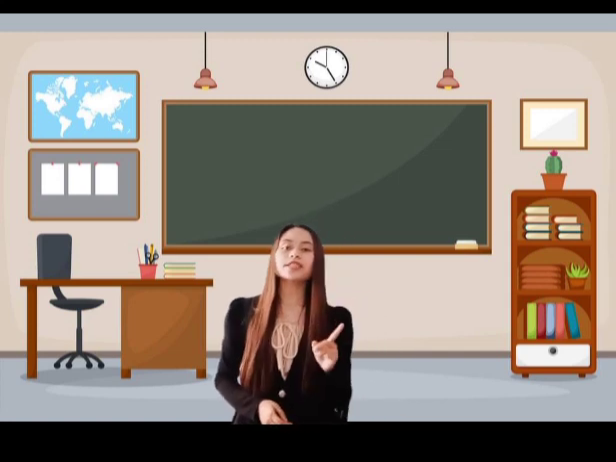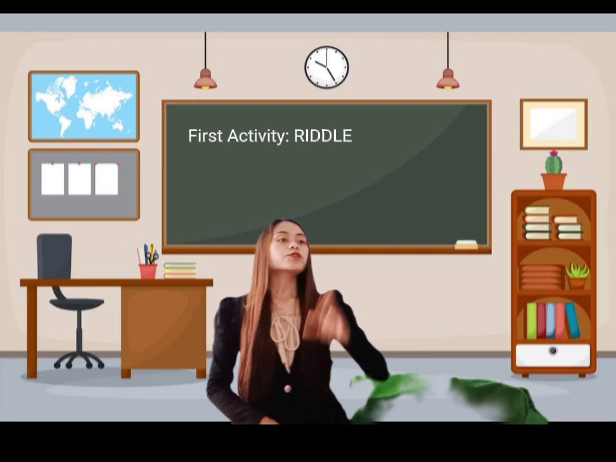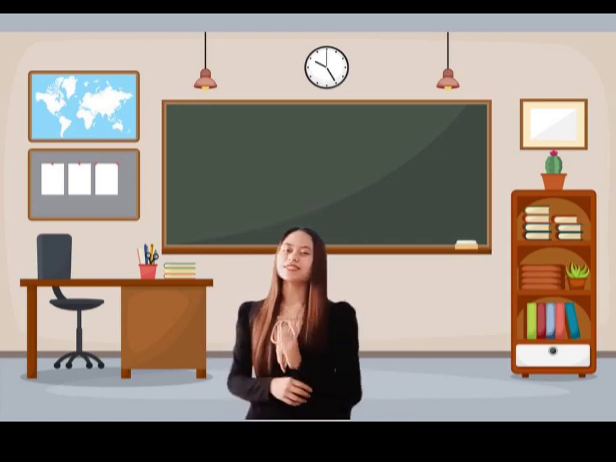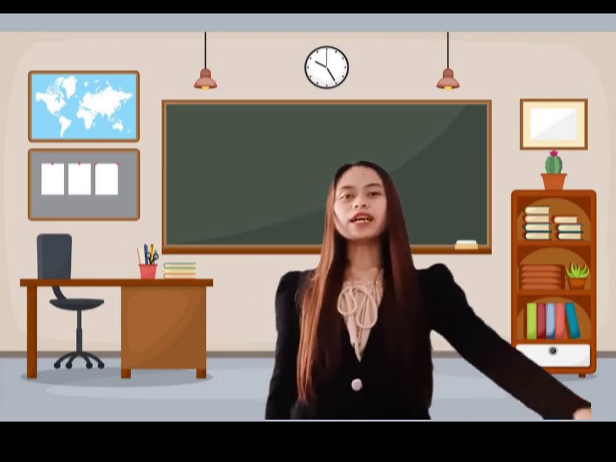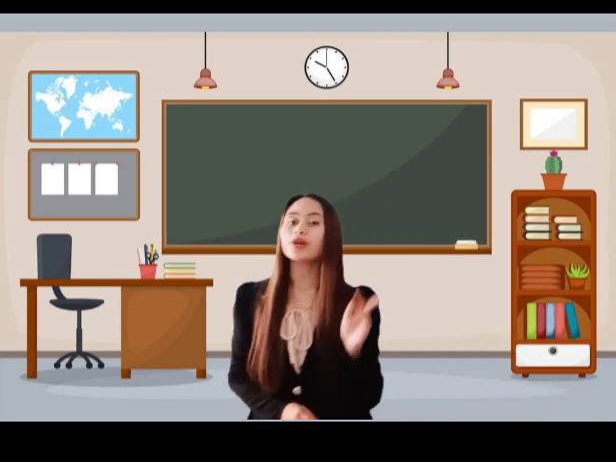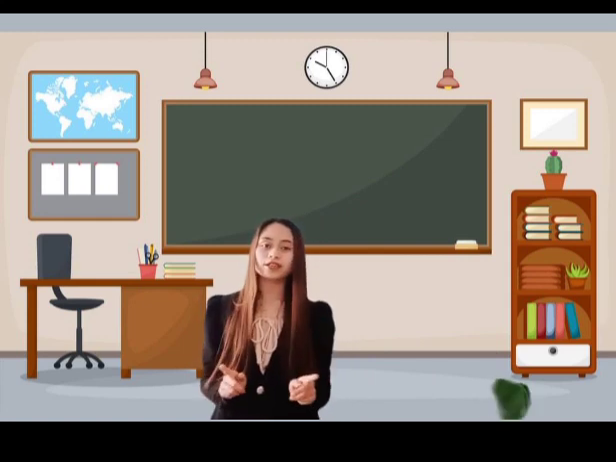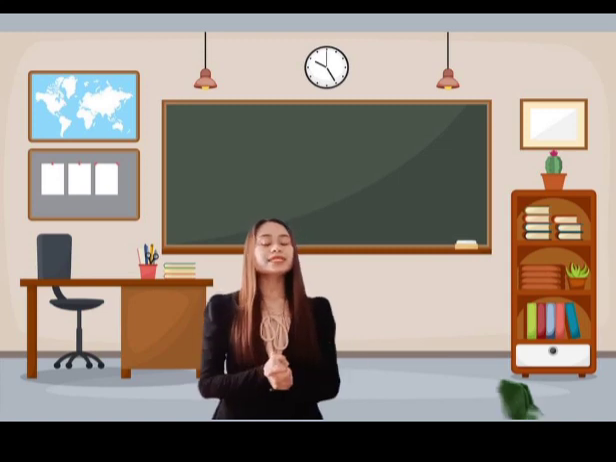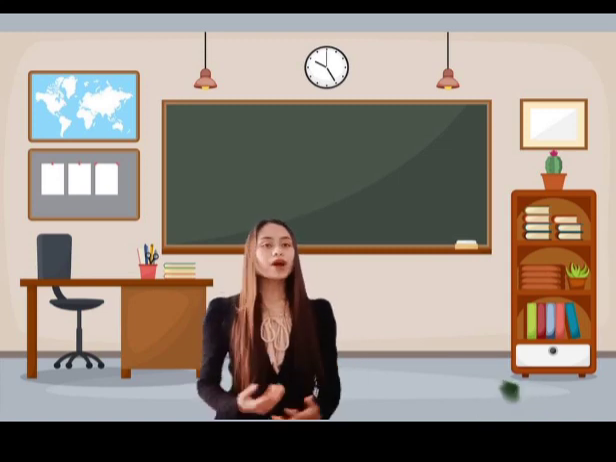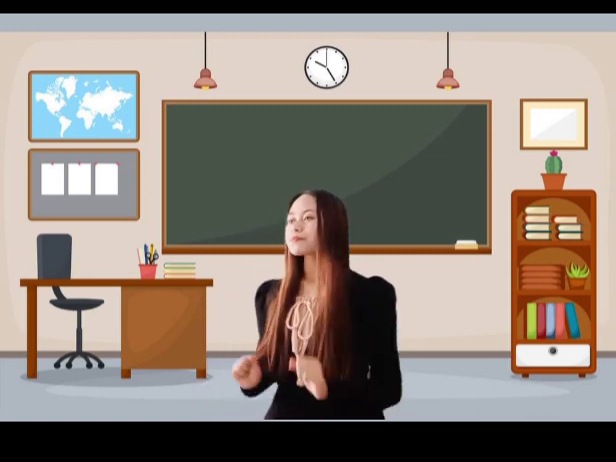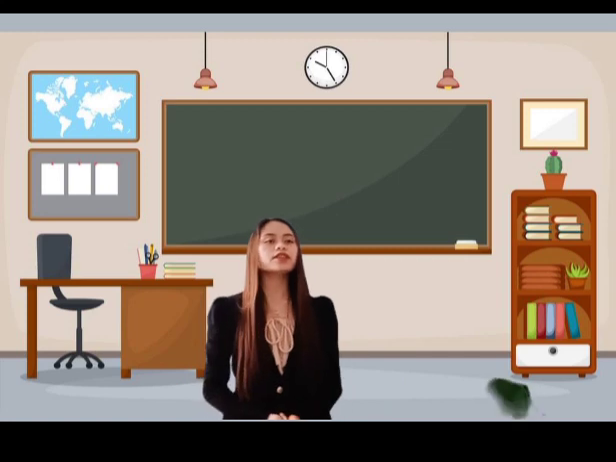Okay, for our first activity, we will be having a riddle activity. You know what a riddle is, right? Are you ready? Let's start. So for our first riddle, what can be seen once in a minute, twice in a moment, and never in 1,000 years? Again, what can be seen once in a minute, twice in the moment, and never in 1,000 years? Alright, please write your answers on that paper.